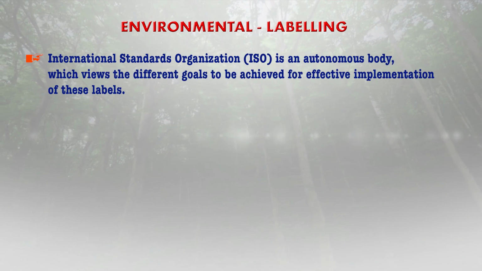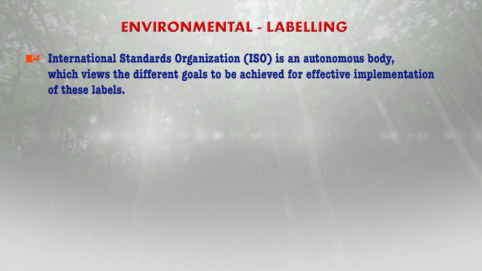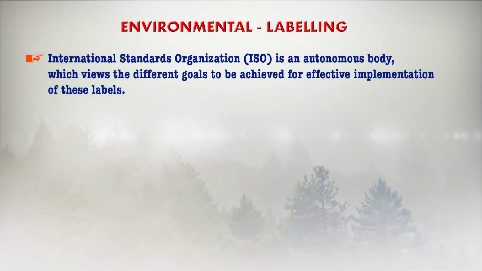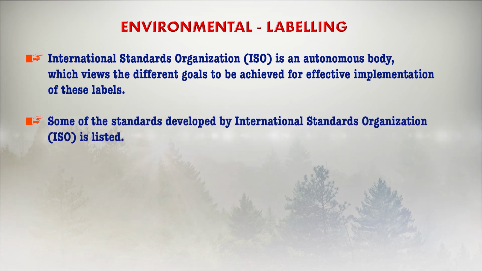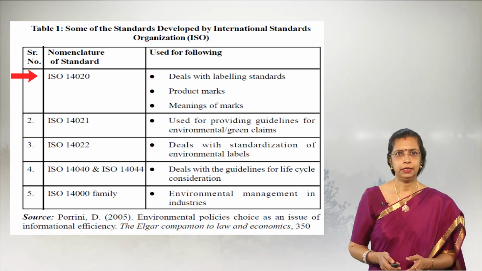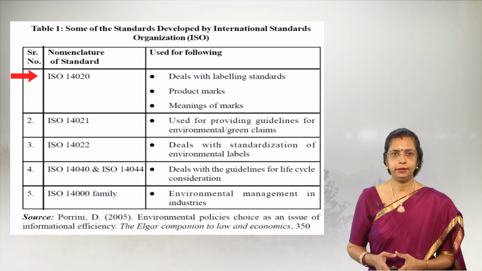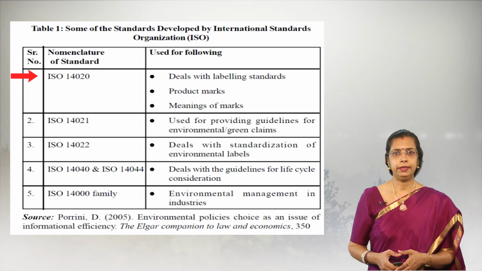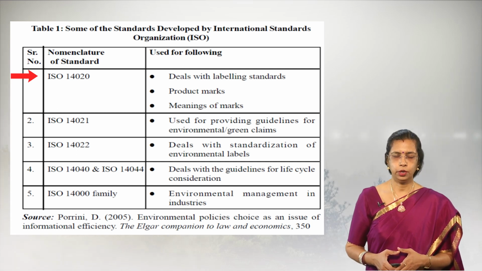The International Standards Organization is an autonomous body and it reviews the different goals to be achieved for the effective implementation of these labels. Some of the standards developed by the International Standards Organization are listed here. In this table, if you see the nomenclature of the standard, for example, ISO 14020, this deals with the labeling standards, product marks and the meaning of the marks.